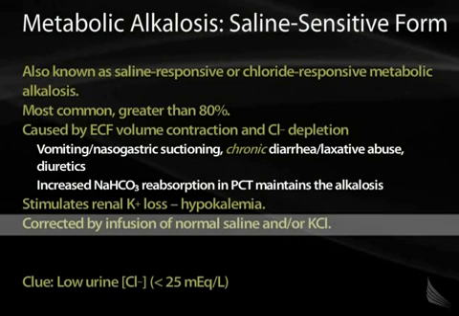The clinical clue to a saline-sensitive metabolic alkalosis is a low urine chloride, usually less than the measurable range of a laboratory, or less than 25 milliequivalents per liter.